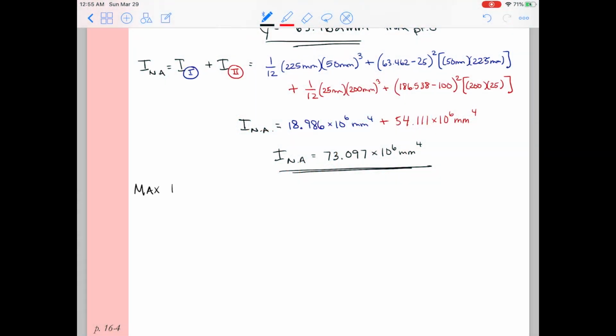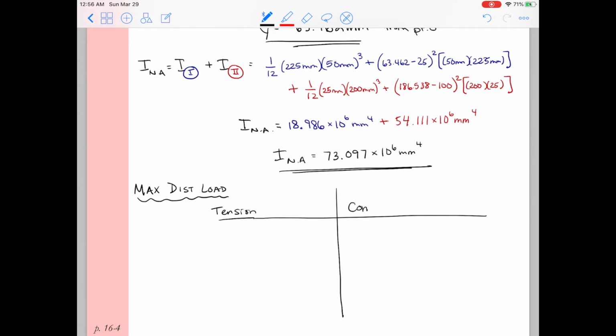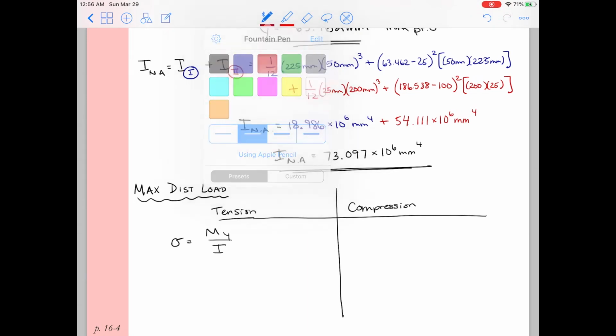Alright, so now we're going to figure out what the maximum distributed load allowable is on this beam for both tension and compression. So I'm going to separate the two cases because remember, we had different stresses allowable in both tension and compression. So I'm just going to go ahead and divide the page into two. I'm going to use the bending stress equation, sigma equals My over I.